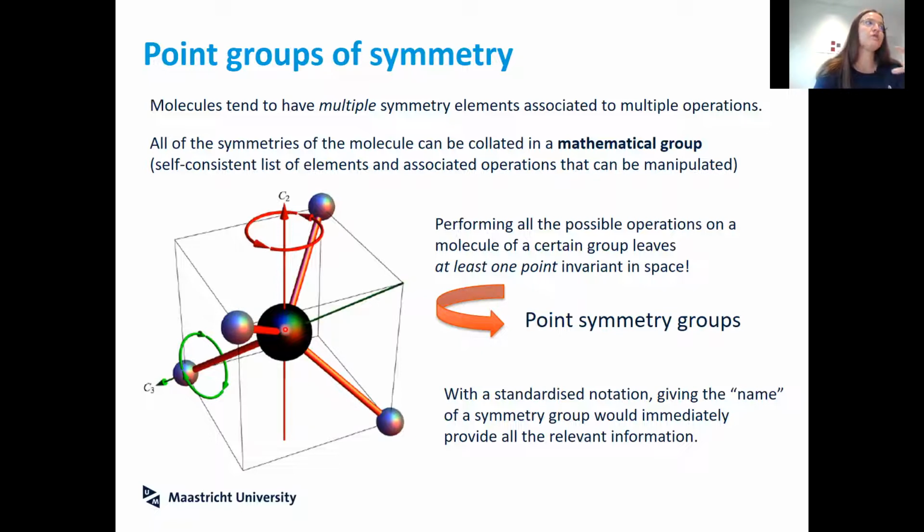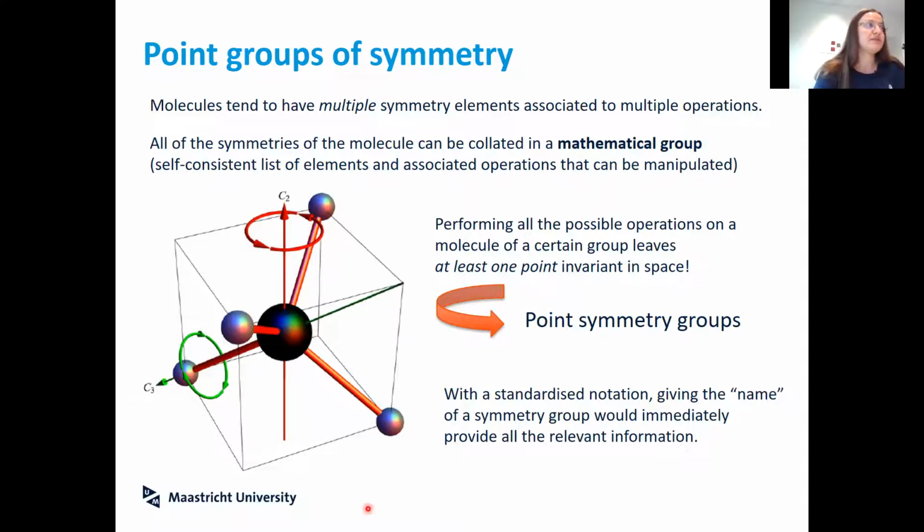And since all of these operations will leave at least one point invariant, could be more than one point, it could be a whole axis of points, it could be a whole plane of points, but there is at least one point that remains invariant upon application of all these operations. These groups are called point symmetry groups.